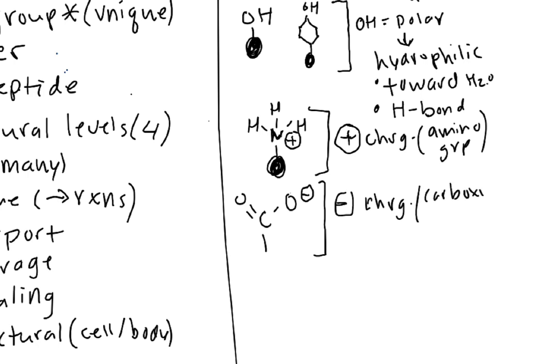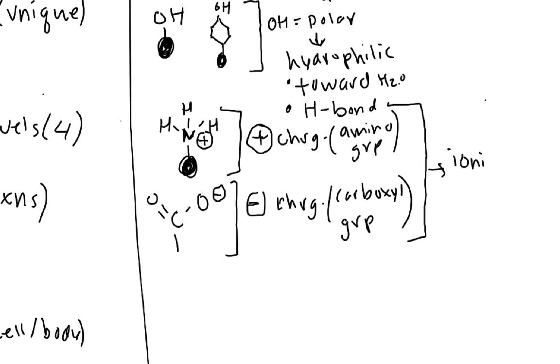And you'll see it with carboxyl groups. Okay? And those guys could interact, and because they're totally positive and totally negative, they would ionically bond, like an ionic bond.